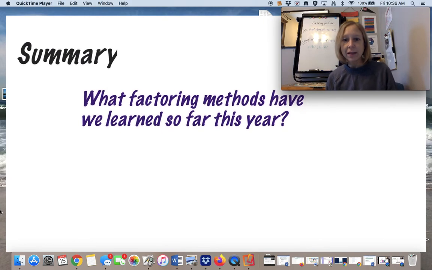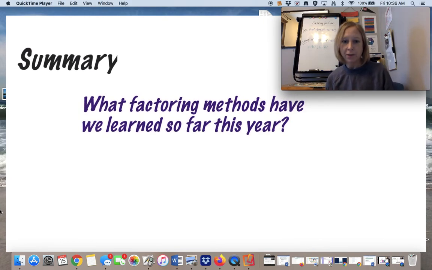All right, so let's think about and list some of the factoring methods we've learned so far this year. We just did the sum and difference of 2 cubes. Factoring by grouping. We also looked at a difference of 2 squares. We've learned how to factor perfect square trinomials, quadratic trinomials with a coefficient of 1, quadratic trinomials with a coefficient other than 1. We've learned greatest common factor. So we've done a lot of factoring.